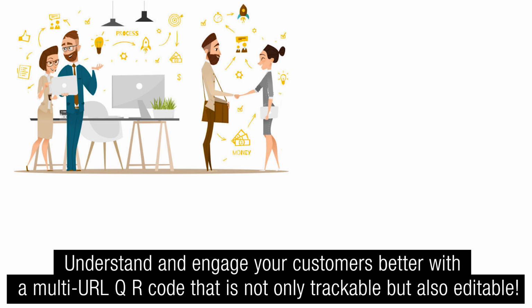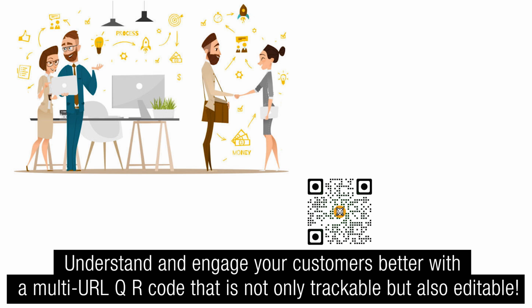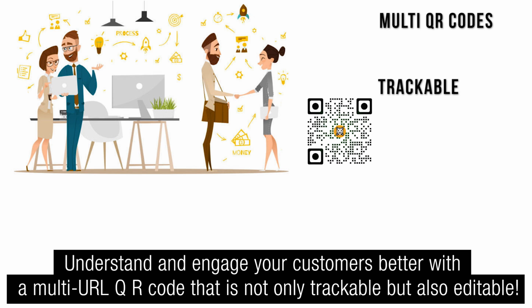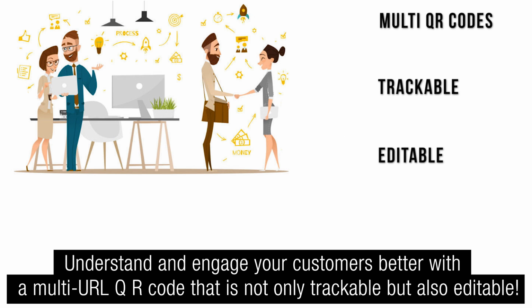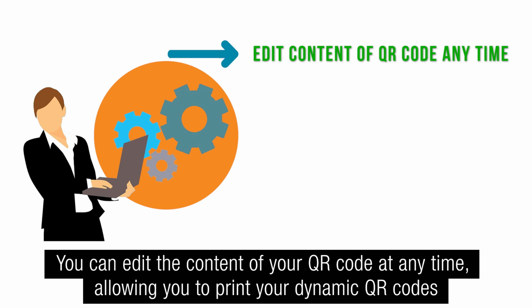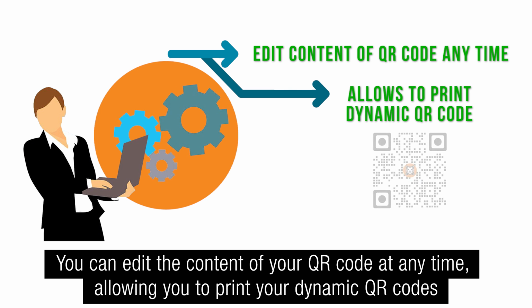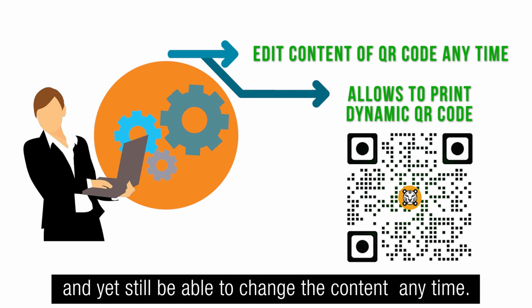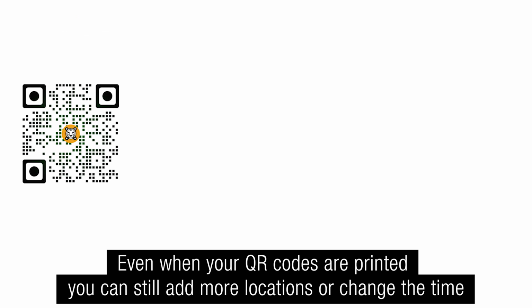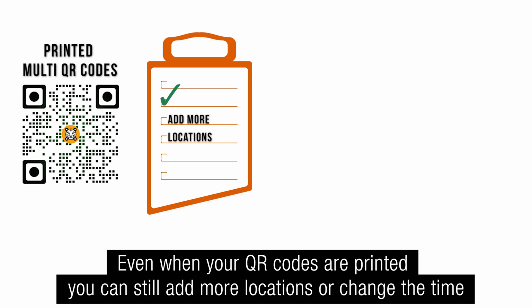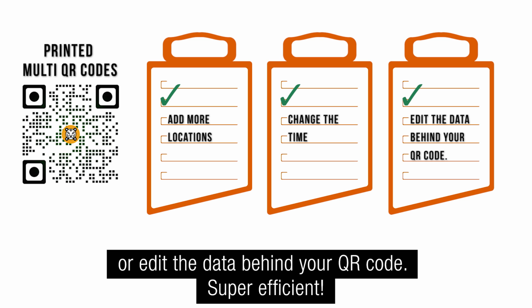Understand and engage your customers better with a multi-URL QR code that is not only trackable but also editable. You can edit the content of your QR code at any time, allowing you to print your dynamic QR codes and yet still be able to change the content anytime. Even when your QR codes are printed, you can still add more locations, change the time, or edit the data behind your QR code. Super efficient.